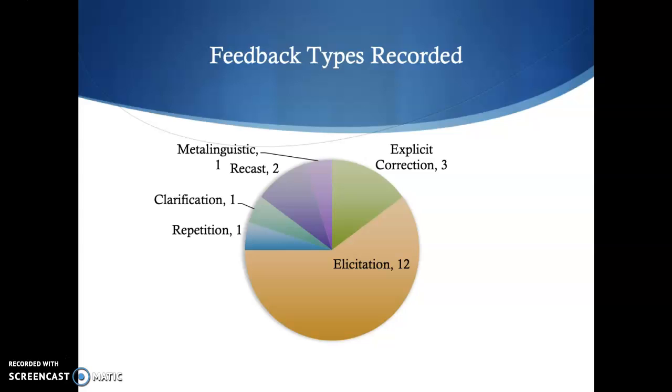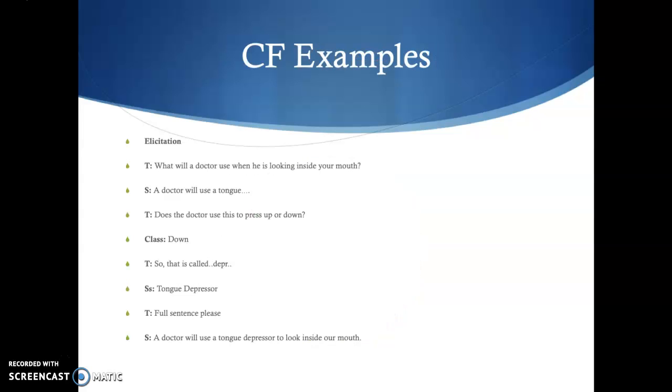This is because it's basically like a review lesson for them. So the teacher was prompting and using a lot of clues and hints to get them to recall previous material they've learned this past month. So, one of the elicitation examples. This is one of many that happened throughout the class.